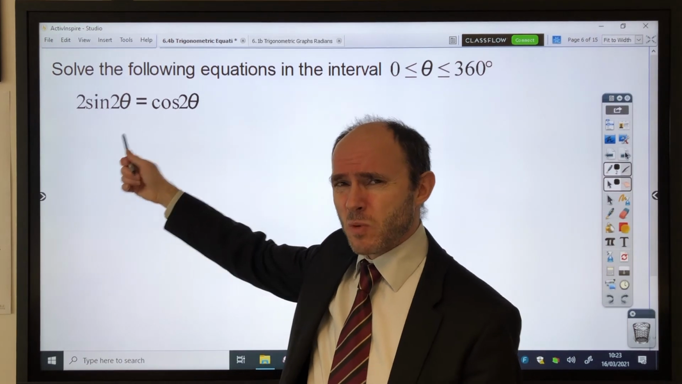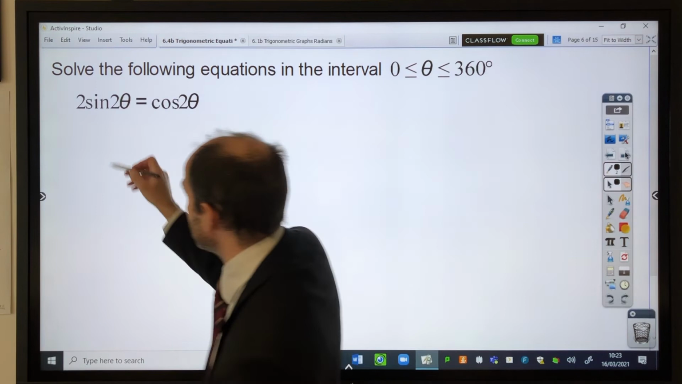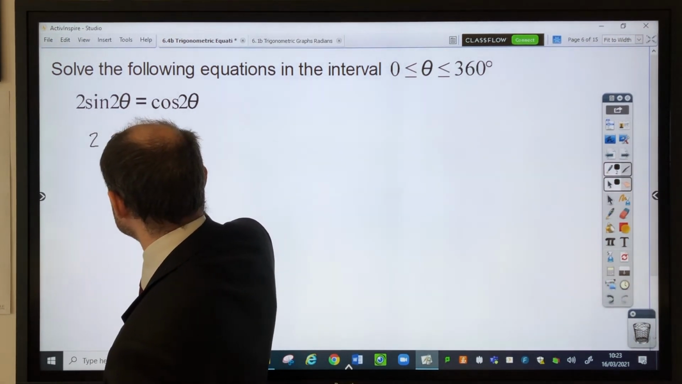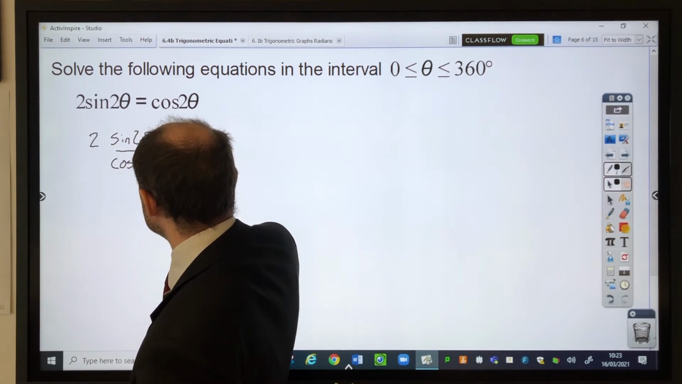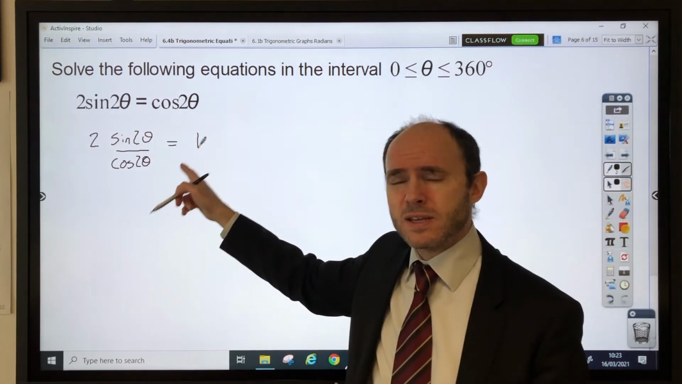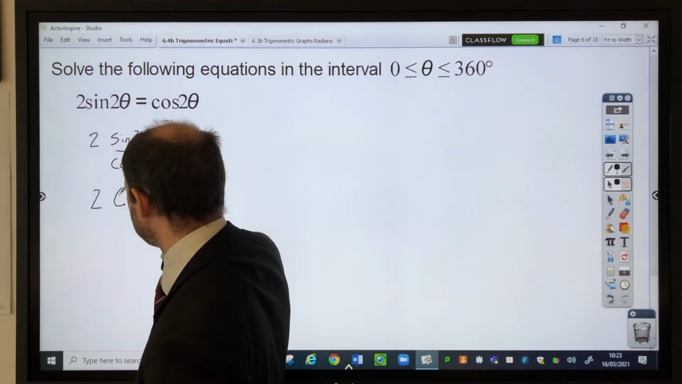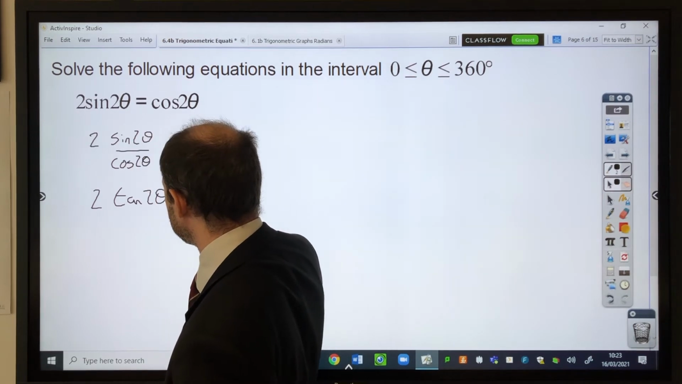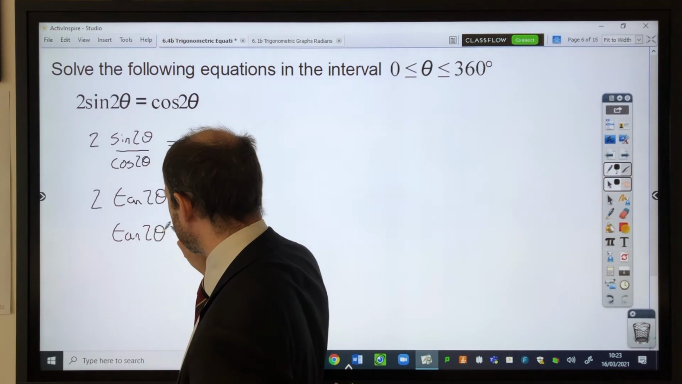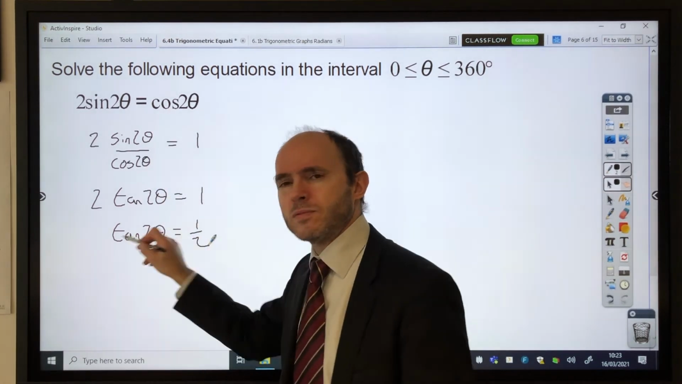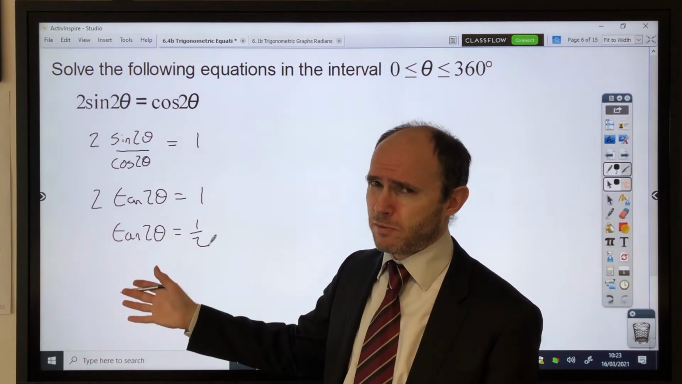So this is kind of similar to what we had before, in that we can just divide both sides by cosine 2 theta this time to write 2 sine 2 theta over cosine 2 theta is equal to 1. And then we're going to use the identity that tan 2 theta is the same as that. So you have 2 tan 2 theta is equal to 1. And then, of course, you can write tan 2 theta is equal to a half. And then we've got to solve that. How many answers are we expecting? We're expecting 4 this time.